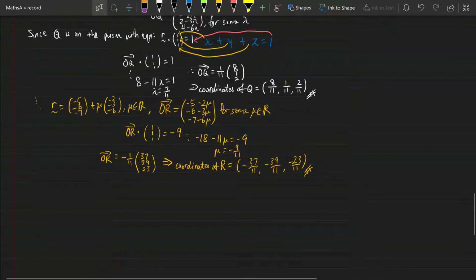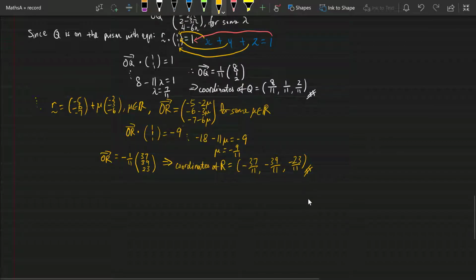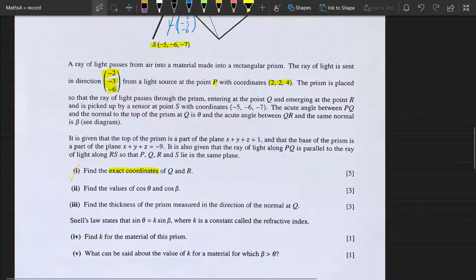Okay, then right, let's try to do part 2. Sorry, I can't switch colors again. It's something to do with my OneNote. If there's any OneNote gurus out there, please tell me how I can get out of this conundrum.